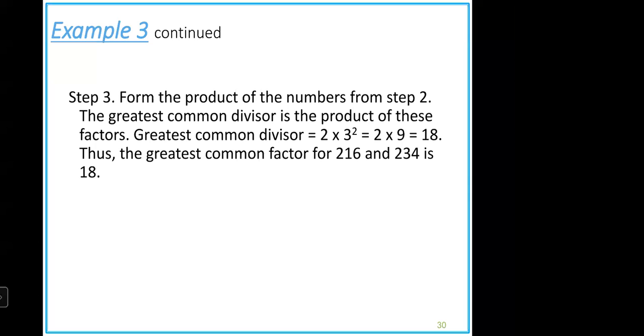And so once we take those, we're going to multiply them. 2 to the first times 3 to the second would be 2 times 3 times 3. 3 times 3 is 9. 2 times 9 is 18. So the greatest common factor of 216 and 234 is 18. That is telling you that 18 is the greatest number that can divide 216 and 234. Any questions with that?